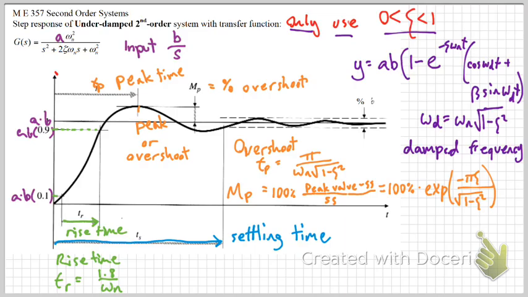Or we could say that it's equal to, for Dr. Sinai's class, 2.16 zeta plus 0.6 over omega n. Whichever one you want to use is fine. On homeworks, I'll let you know which one to use, or just use either of them. But the second one is accurate as long as zeta is between 0.3 and 0.8.